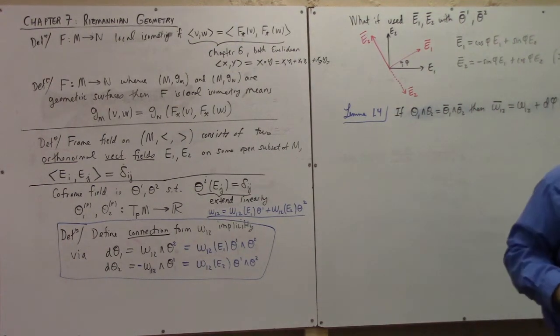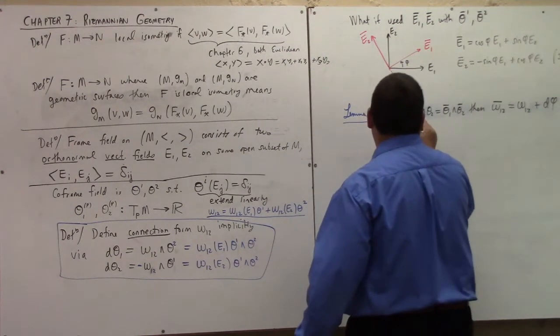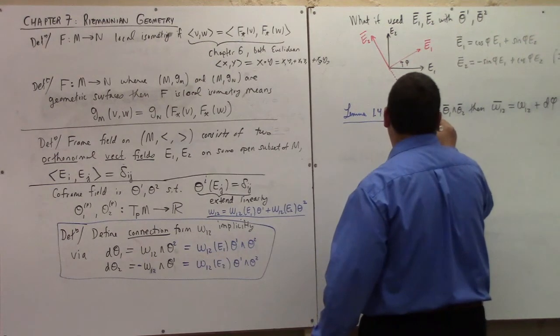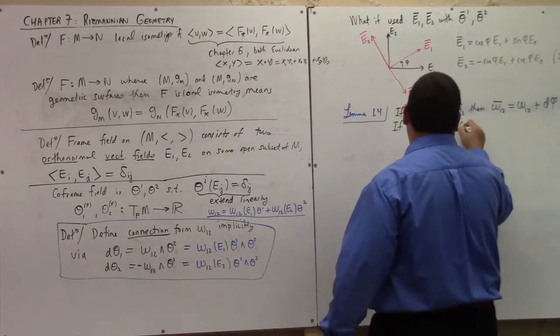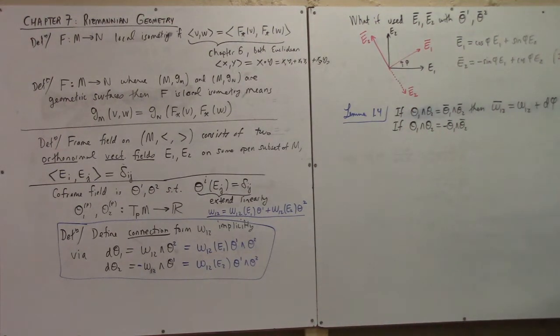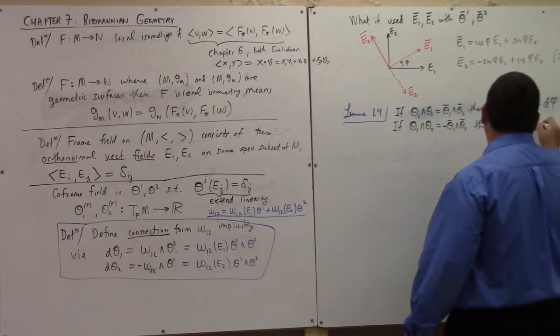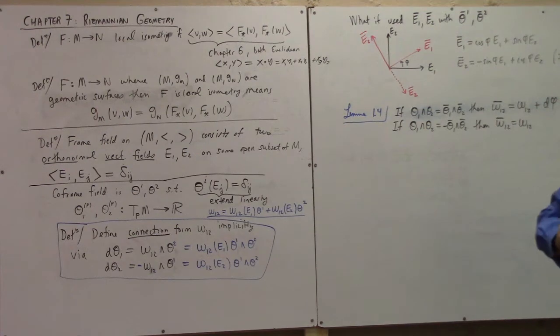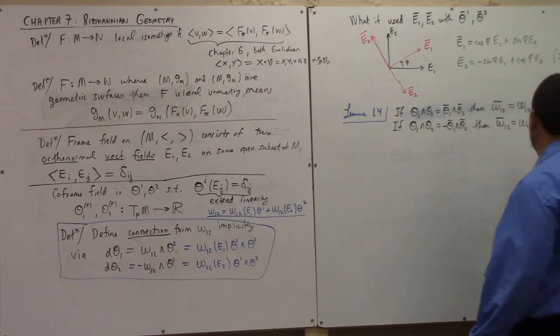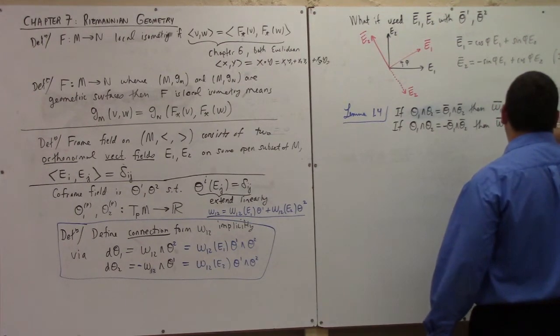All right? And on the other hand, if the opposite happens, if theta 1 wedge theta 2 is minus theta bar 1 wedge theta bar 2, in other words, this would say that the second frame field has the opposite orientation of the original one, then omega bar 1, 2 is equal to, actually, was it minus omega 1, 2? Oh yeah, it's just minus this. Minus omega 1, 2 minus d phi.